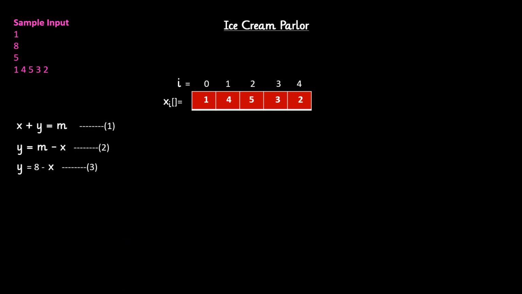We know x and y both will lie in this array only. We'll traverse this array, take the values one by one from this array, put them here and calculate the value of y, and see whether this y exists in this array or not. If it exists, it means we have such a pair of elements in the array whose sum is equal to m. So let's see guys how we are going to do it.